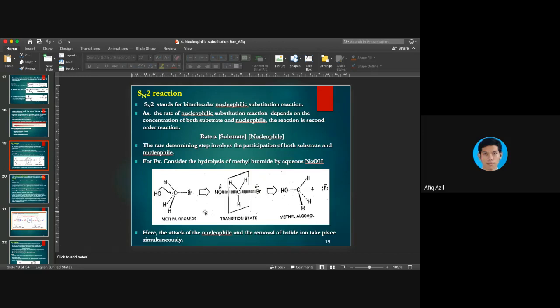It happens in one go. What you see in the middle is a transition state. It doesn't count as step 1, step 2. No, this is what happens in between. We draw it so that you know what happened in between.